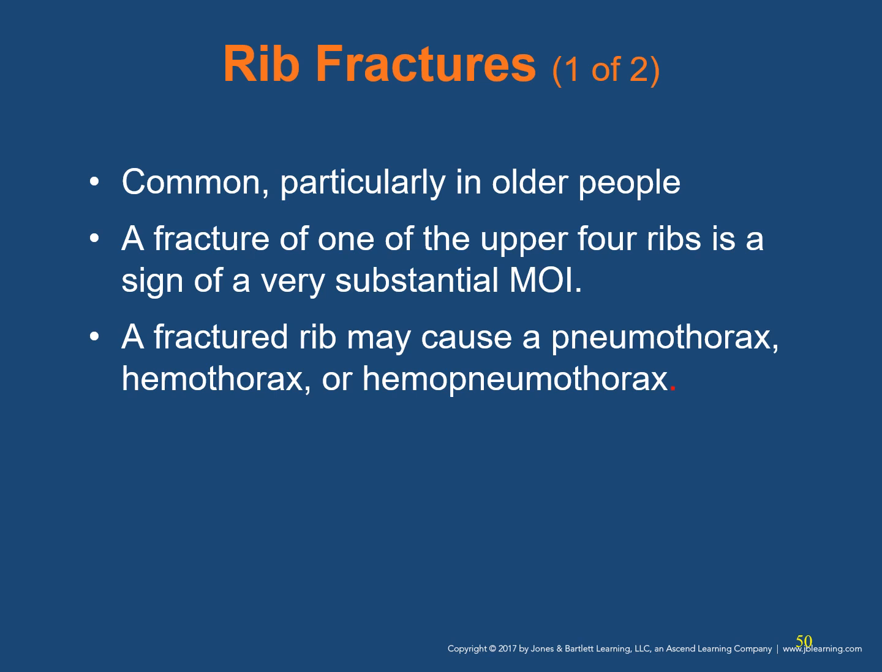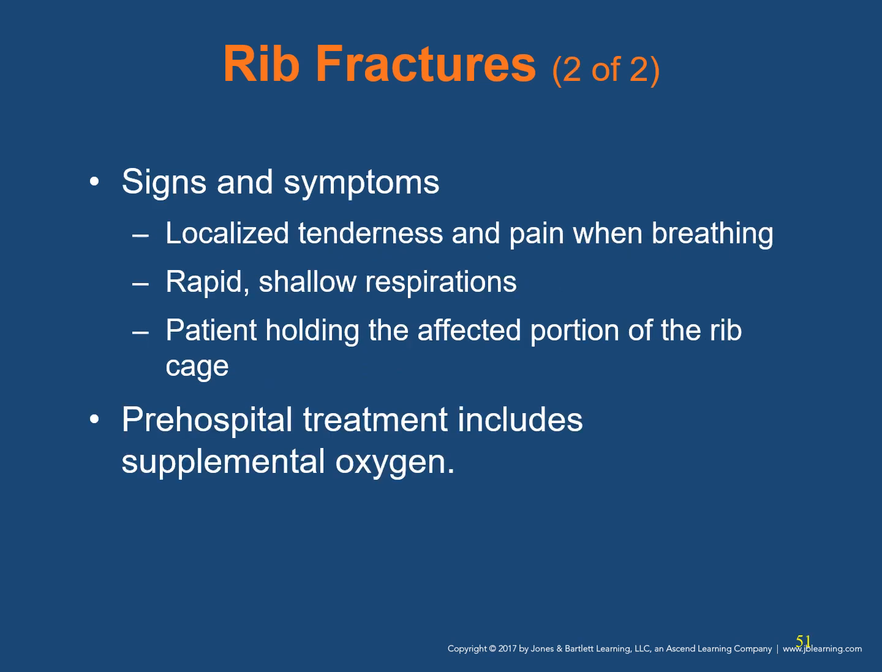Rib fractures. Common, particularly in older people whose bones are brittle. A fracture of one of the upper four ribs is a sign of very substantial MOI. A fractured rib may lacerate the surface of the lung, causing a pneumothorax, a tension pneumothorax, a hemothorax, or a hemopneumothorax. Signs and symptoms: localized tenderness and pain when breathing, rapid shallow respirations. The patient holds the affected portion of the rib cage. Pre-hospital treatment: supplemental oxygen.